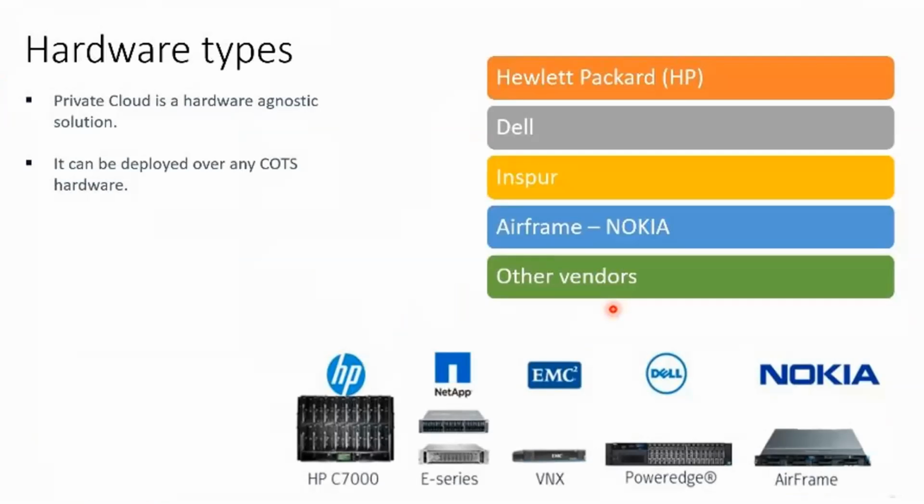Hardware types. Private cloud is a hardware-agnostic solution. In other words, you can use any kind of hardware. HP, Nokia, Dell, these are the different hardware manufacturers. It can be deployed over any COTS hardware. Again, you can use different kinds of commodity servers, short and sweet.